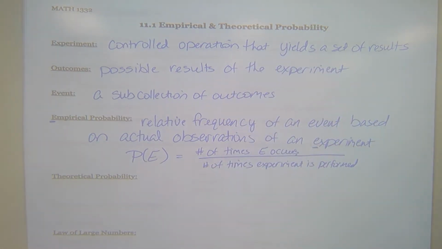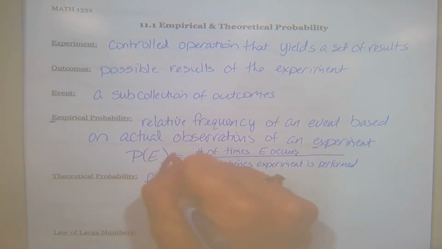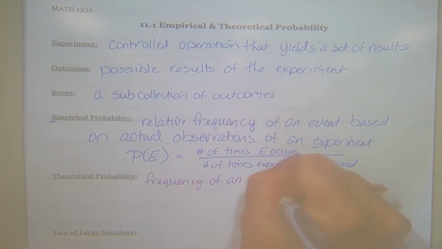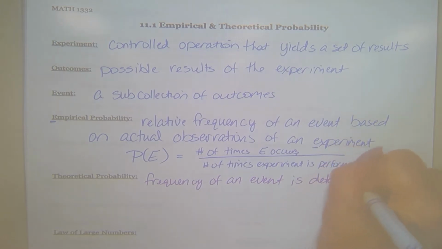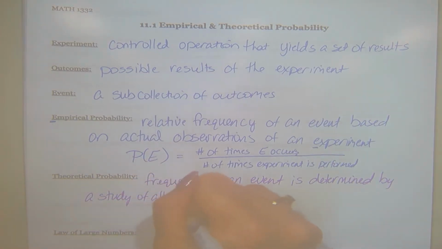So let's get our definition down for theoretical probability, and then we're going to talk about the law of large numbers. The theoretical probability says that the frequency of an event is determined by a study of all possible outcomes.